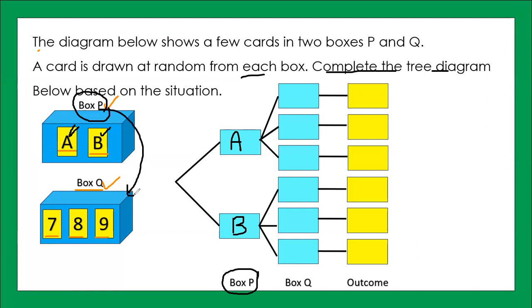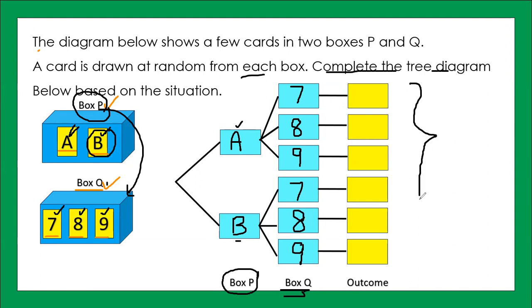After that, I take you to box Q, and I ask you to again choose one of the cards. You could get 7, you could pick 8, or you could pick 9. Am I right? So after choosing A, you can also go to 7, you can also choose 8, or you can also choose 9. That happens at box Q. Now, if you happen to choose B, you go to box Q, then again you can choose 7, 8, or the card 9.